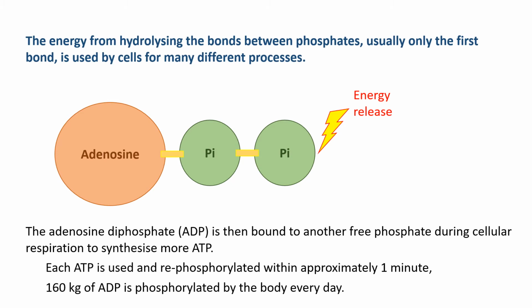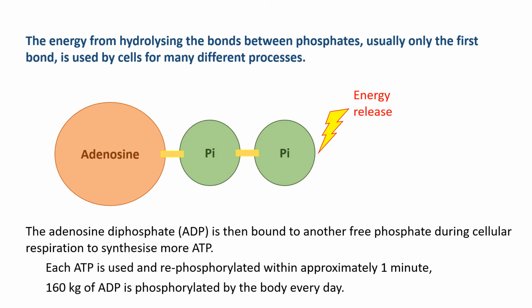Each ATP is used and rephosphorylated within approximately 1 minute. You'll find throughout this module there's loads of things that take me quite a while to explain or draw or whatever, and they happen in milliseconds in many cases. So within 1 minute you can hydrolyze that bond, and then stick another phosphate on, and it's ready to go again within a minute. Best battery charger I know.